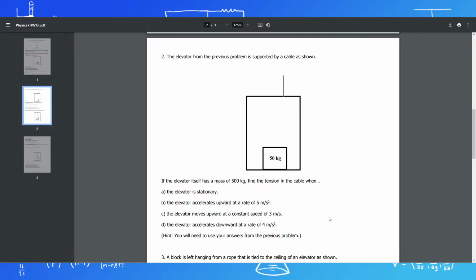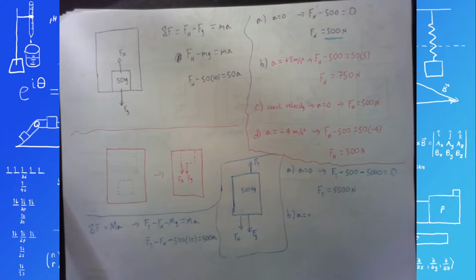Okay, part B. This time the acceleration is positive 5. Oh, I forgot to put my... Man, I was doing so good too, remembering to flip back and forth between the camera and the... Sorry about that.